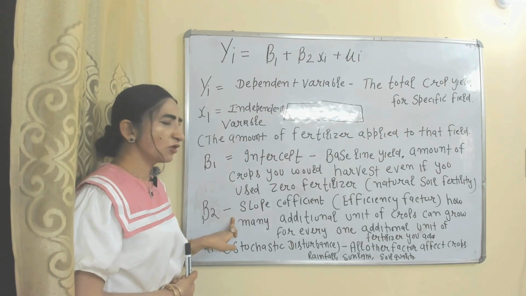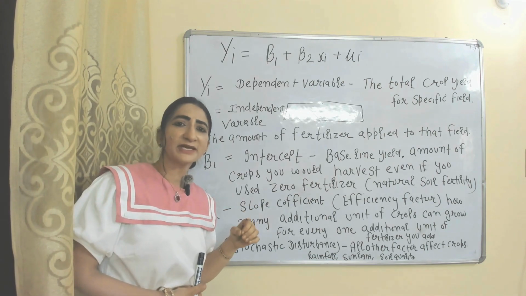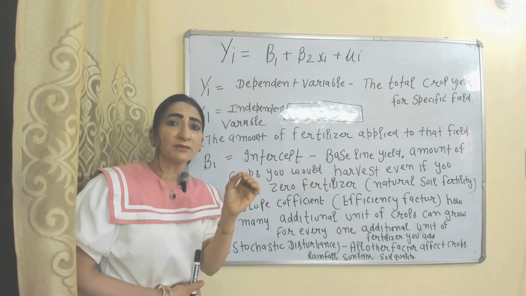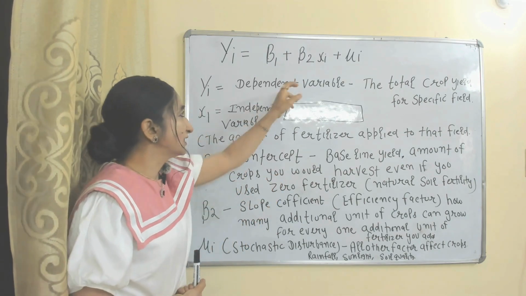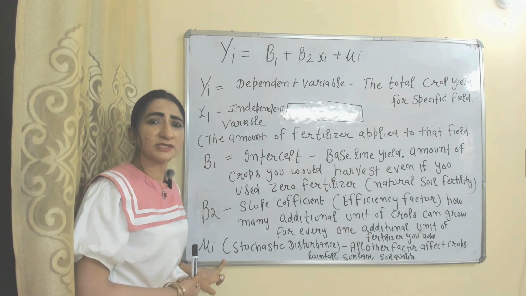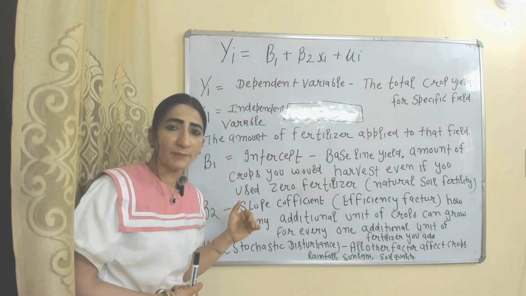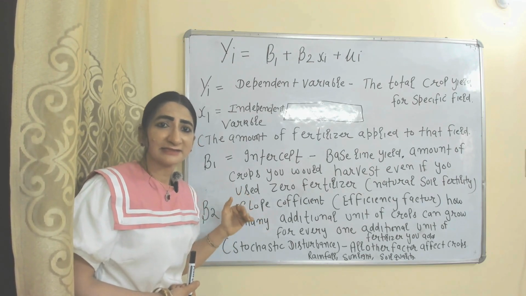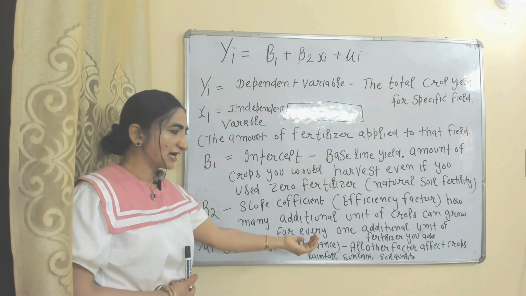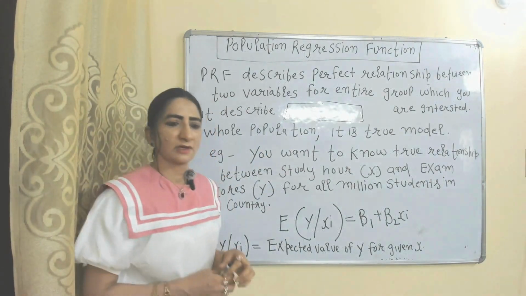Beta 2 represents the slope coefficient. This is the efficiency factor which mainly tells us how many additional units of crops you can grow by adding one more unit of fertilizer. And mu i represents the stochastic disturbance, which shows the influence of all other factors on growth of a crop other than fertilizer. That means mu i shows the influence of rainfall, sunlight and soil quality on growth of crop but not of fertilizer.